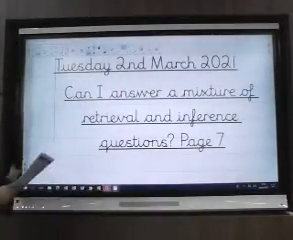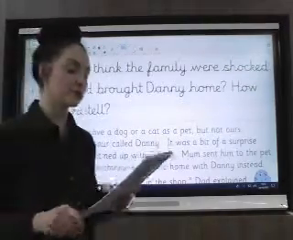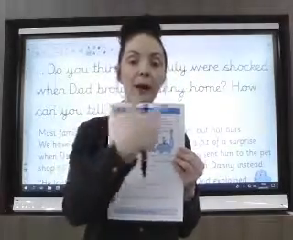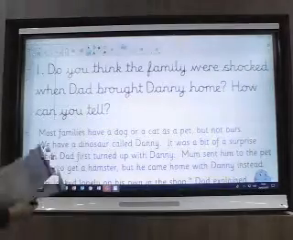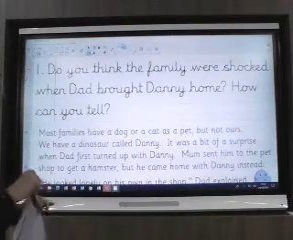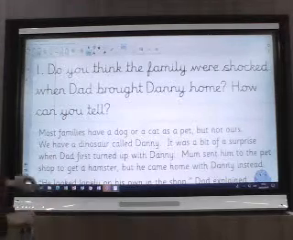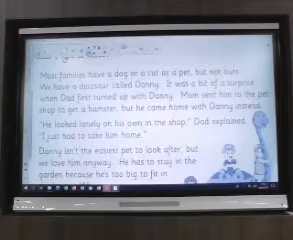Okay, let's have a look then. So it's called Our Pet Dinosaur. Okay, so you've got a little bit of text there to read all about a pet dinosaur, which sounds really interesting. And then your first question says, do you think the family was shocked when Dad brought Danny home? How can you tell? So let's have a look here.